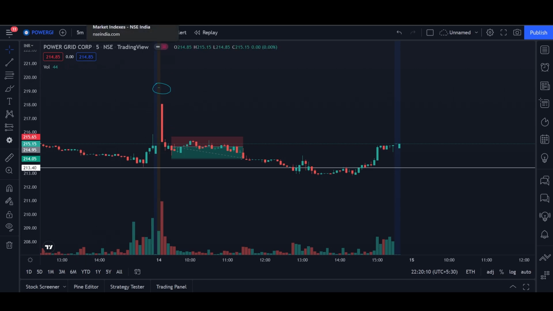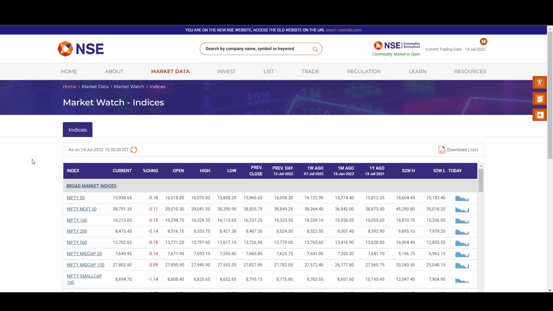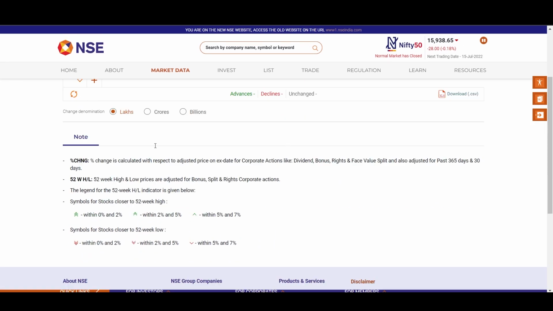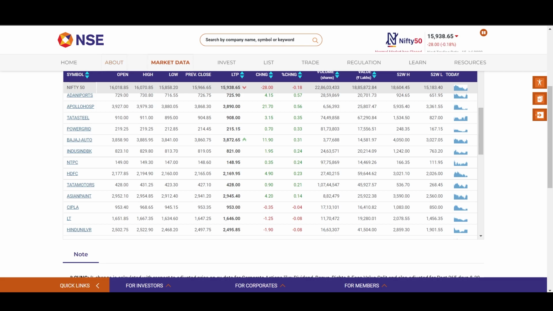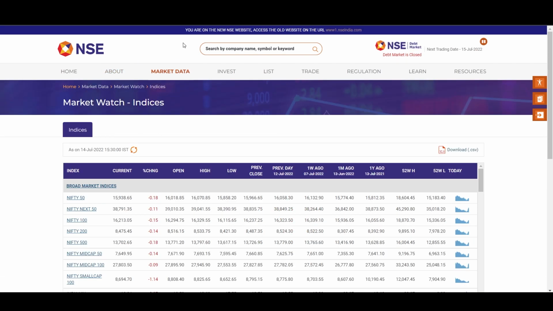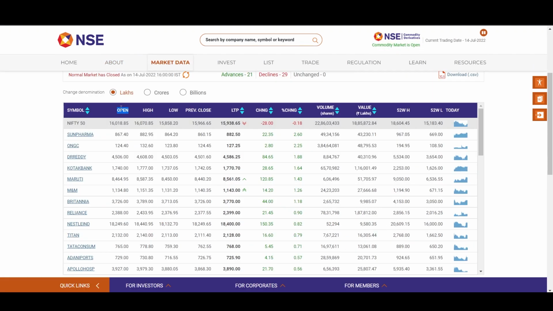So first you're supposed to go on the NSE website, and go under indices. Under indices, we're supposed to look at the open, high and the lows. We're supposed to look at if the open is equal to the low. If the open is equal to the low by 9:25, 9:30, we can take a bullish trade in the market, if the open is equal to the low.